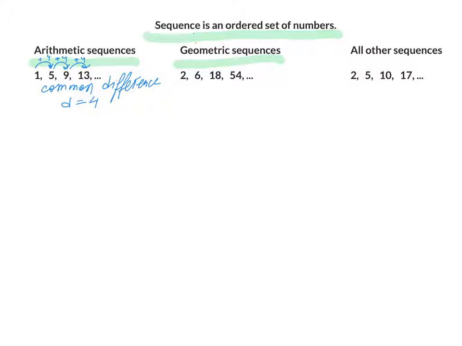Geometric sequence. Here, the progression goes by multiplication. We are multiplying by the same number, times 3, times 3, times 3, and so on. This number is called the common ratio and denoted R. In this case, R is 3.